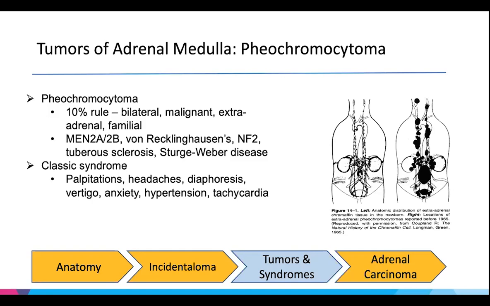The type of inherited pheochromocytoma, the conditions where pheochromocytoma is part of an inherited disease, you'd see with MEN 2A and 2B, which we talked about last week, von Recklinghausen's NF2, tuberous sclerosis, and Sturge-Weber. The classic syndrome of a pheochromocytoma: palpitations, headaches, diaphoresis, vertigo, anxiety, hypertension, tachycardia as a result of catecholamines.